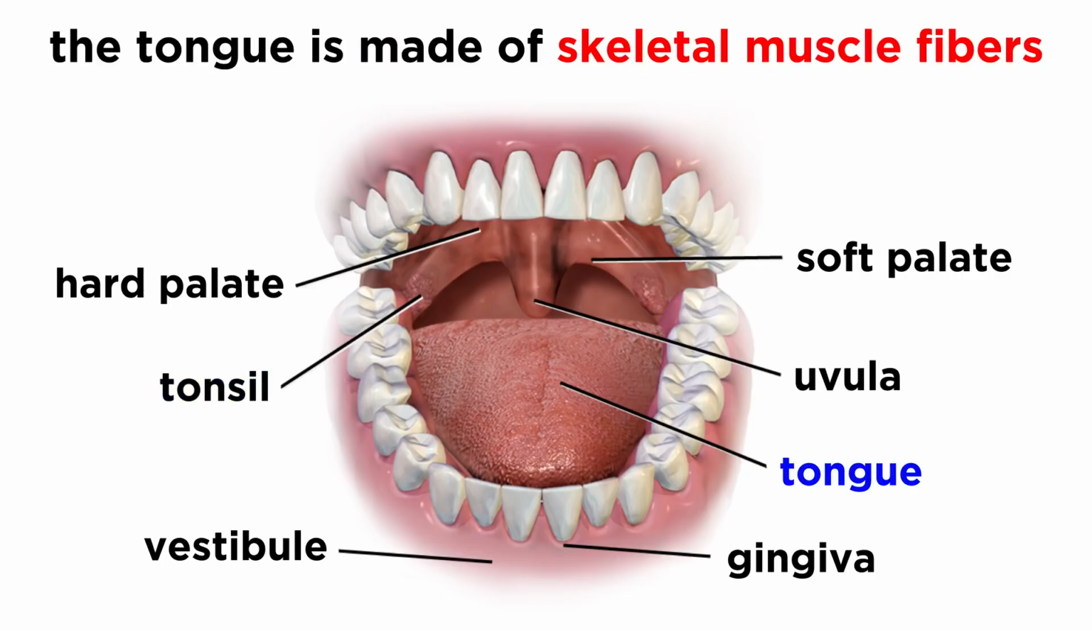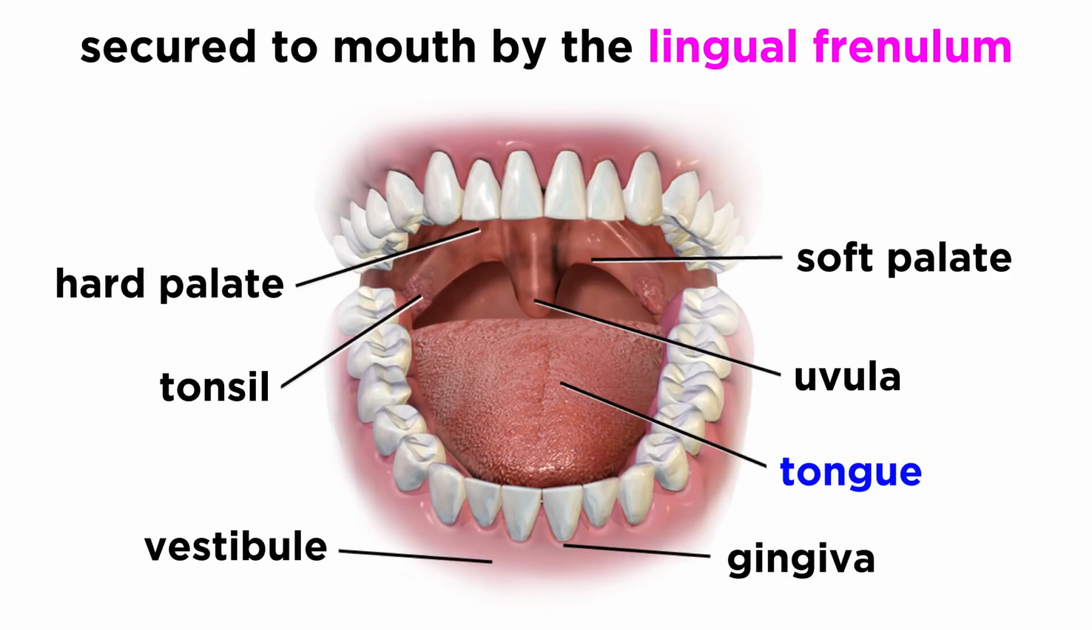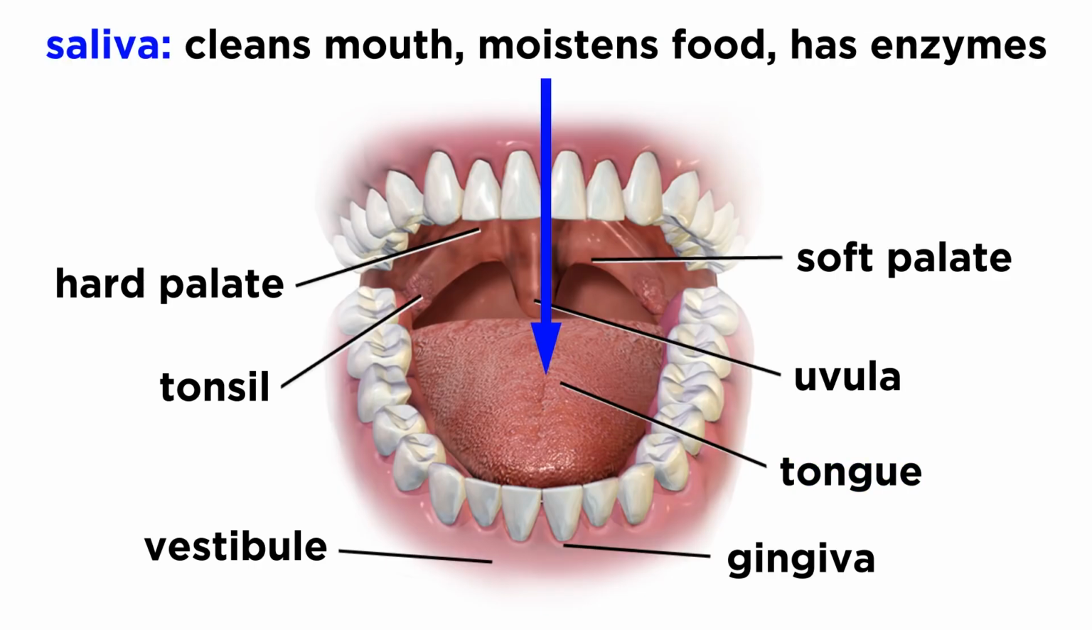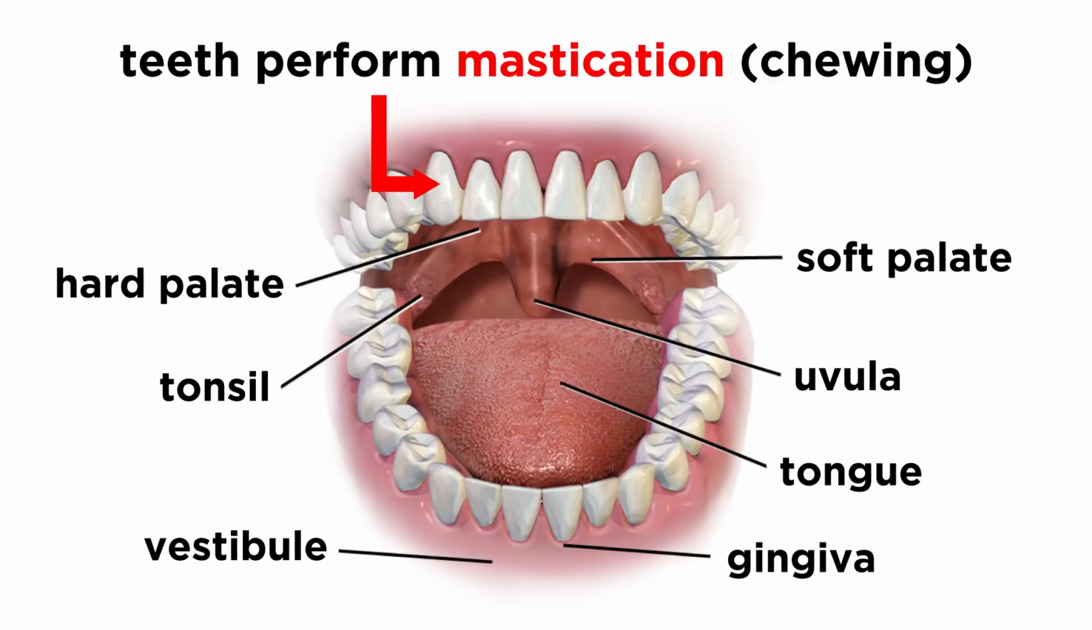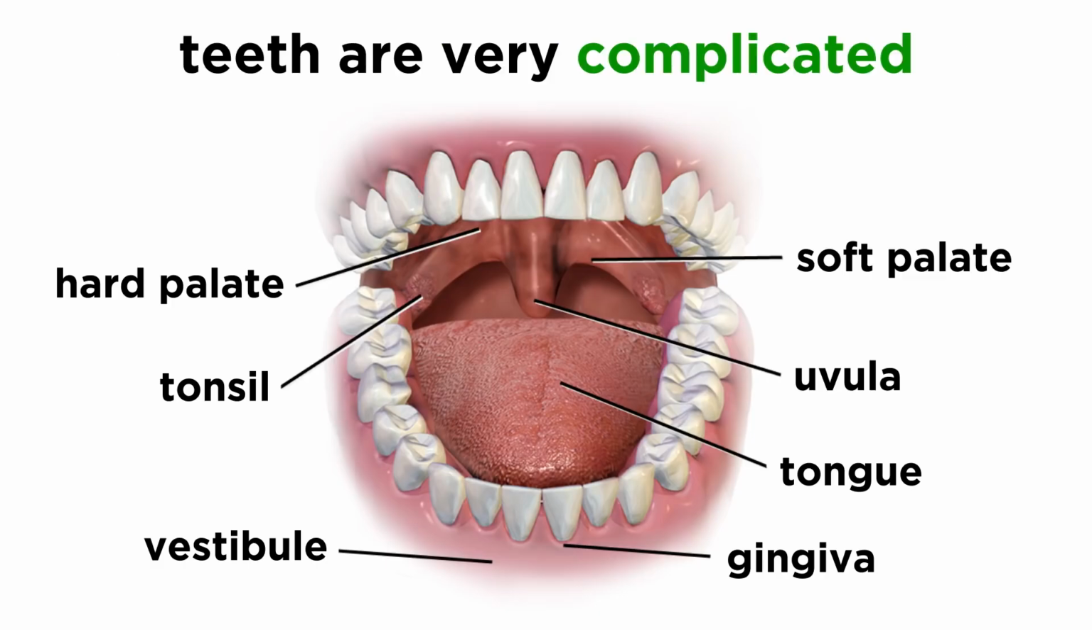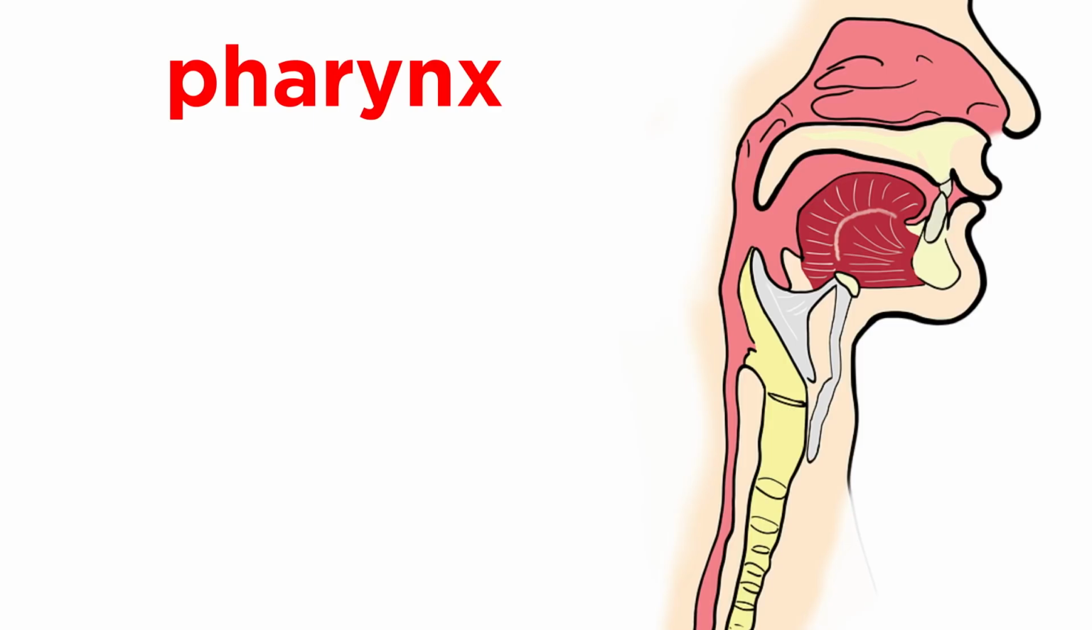The tongue is made of skeletal muscle fibers and is secured to the floor of the mouth by the lingual frenulum. Salivary glands produce saliva, which cleans the mouth, moistens and dissolves food, and contains enzymes that begin breaking down certain foods. Teeth also help this process during mastication, or chewing, which grinds food down into smaller pieces. The growth and development of teeth requires its own tutorial, so for now, let's continue down to the pharynx.